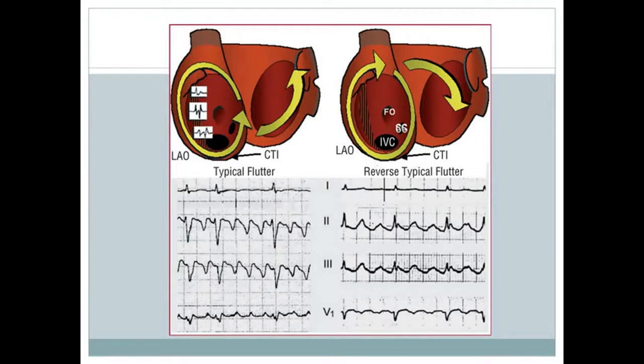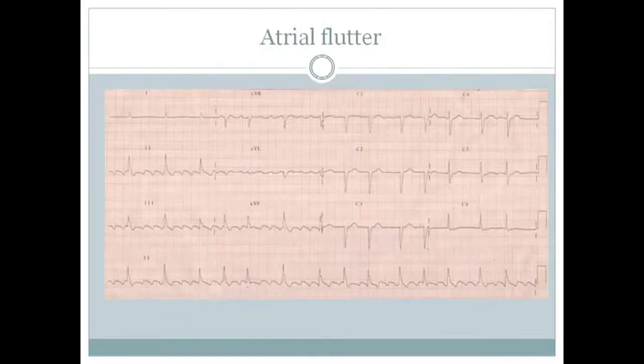So when you see somebody and you think, I think I have somebody with a flutter, and somebody grabs the EKG and says, this is typical flutter, this is isthmus dependent, the treatment that a cardiologist is going to give depends on that. You know what they're talking about. It's very easy. This is the most common way to see it.